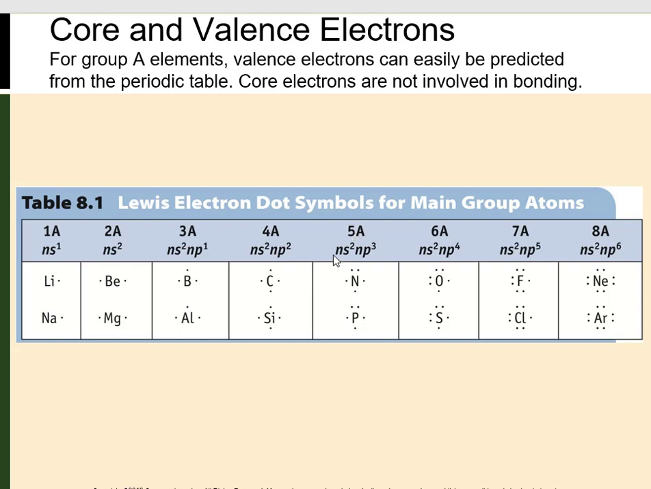Again, nitrogen would be 1s2, but that's part of the core, represented by writing the N. It includes the nucleus and 1s2. And then we have 2s2, 2p3. So we count up our s and our p to have five outermost electrons, one, two, three, four, and then we double up on one side. Doesn't matter which side. Then we get to oxygen with six. So one, two, three, four, double, double. Then seven, then eight.